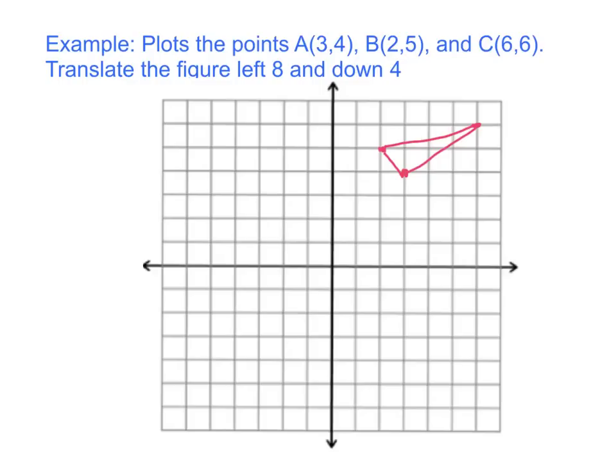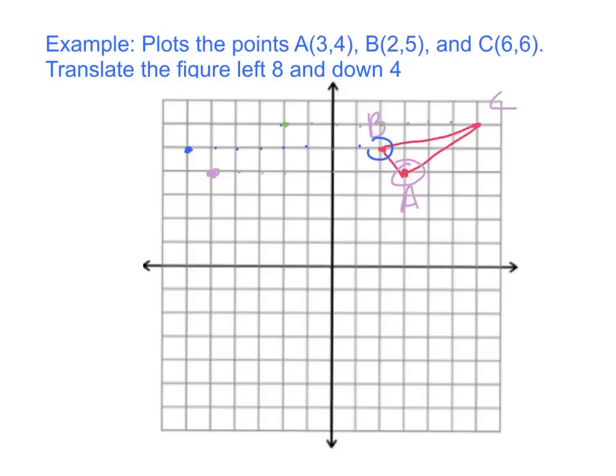We want to translate the figure left 8 and down 4. I'm going to go ahead and use the first method since I don't have enough room to work everything out, but you should get the same answer either way. So if we start with, here's A, B, and C. We'll start with A. So we want to go left 8. 1, 2, 3, 4, 5, 6, 7, 8. Then we'll do B. 1, 2, 3, 4, 5, 6, 7, 8. And then C. 1, 2, 3, 4, 5, 6, 7, 8.